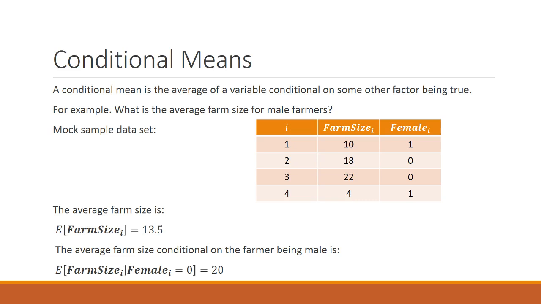And so you might be very interested to know, okay, on average, male farmers have this much more land than female farmers. In fact, we could probably do our conditional mean right here in our head. We know the conditional mean for male farmers is 20. What's the conditional mean for female farmers? That would be 10 plus 4 divided by 2. That's 7. Wow. Male farmers on average have 13 more acres of land than female farmers. That could have some policy implications. That could be very interesting to us to know. Okay, so it's important to have this concept of a conditional mean.